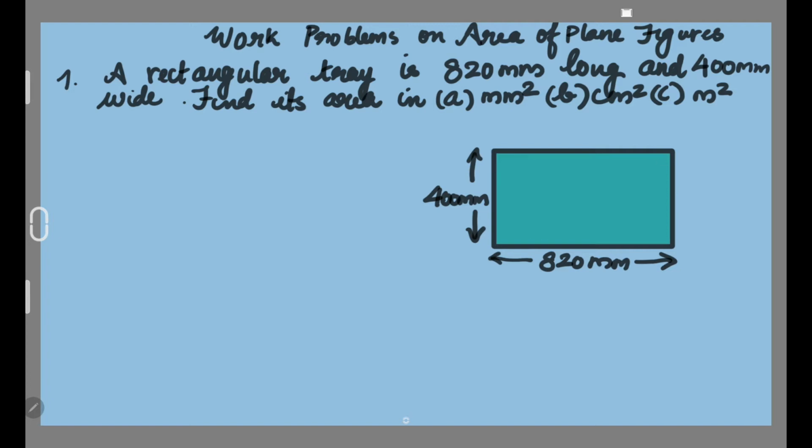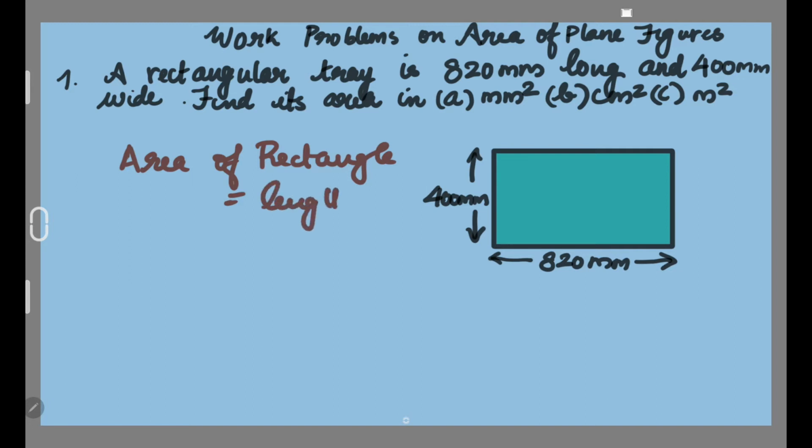Find its area A in terms of millimeter square, B in terms of centimeter square, and C in terms of meter square. So this is the rectangular tray. What is the area of a rectangle? Area of a rectangle is given as length into breadth, right? In this case, you can say that length into width.